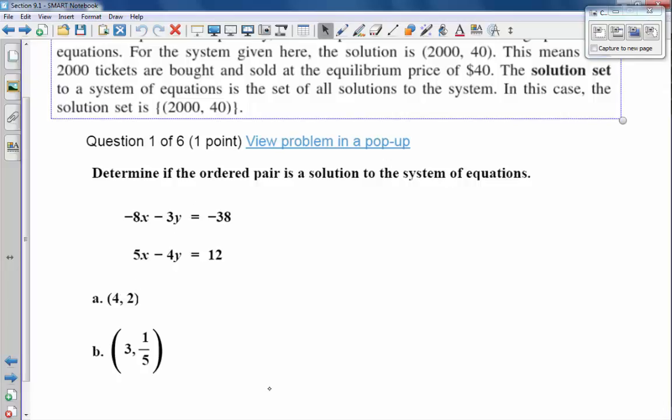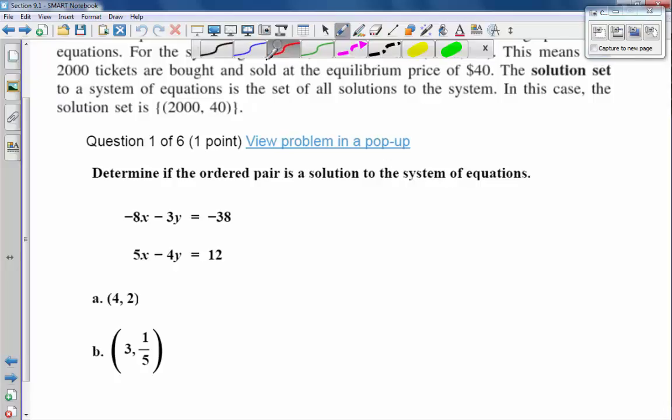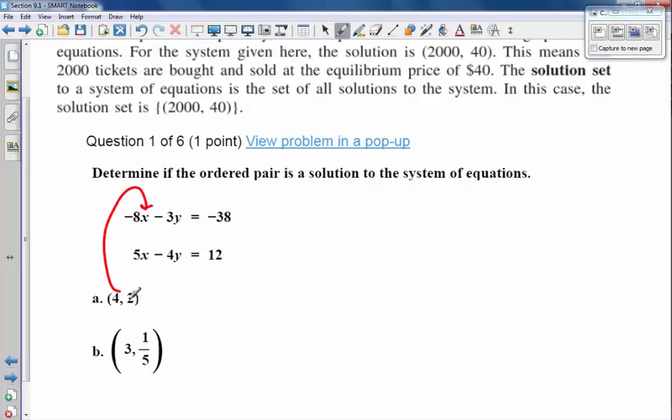You just plug them into not only the first equation though, but the second one as well. You substitute these into both equations. It must solve both of them at the same time. Just satisfying the first one, but not satisfying the second one, is not enough. So there are 2 parts here. I'm going to do part A because it's easy. I don't like fractions.